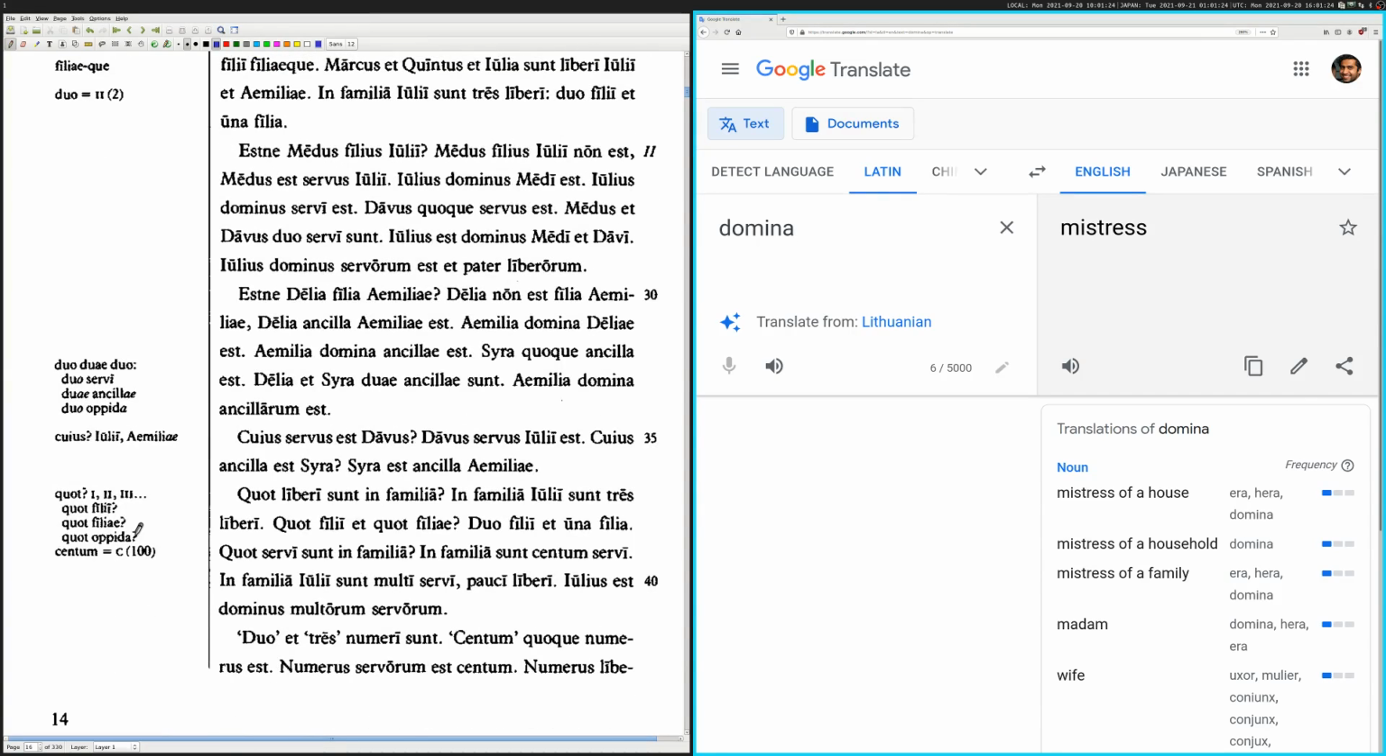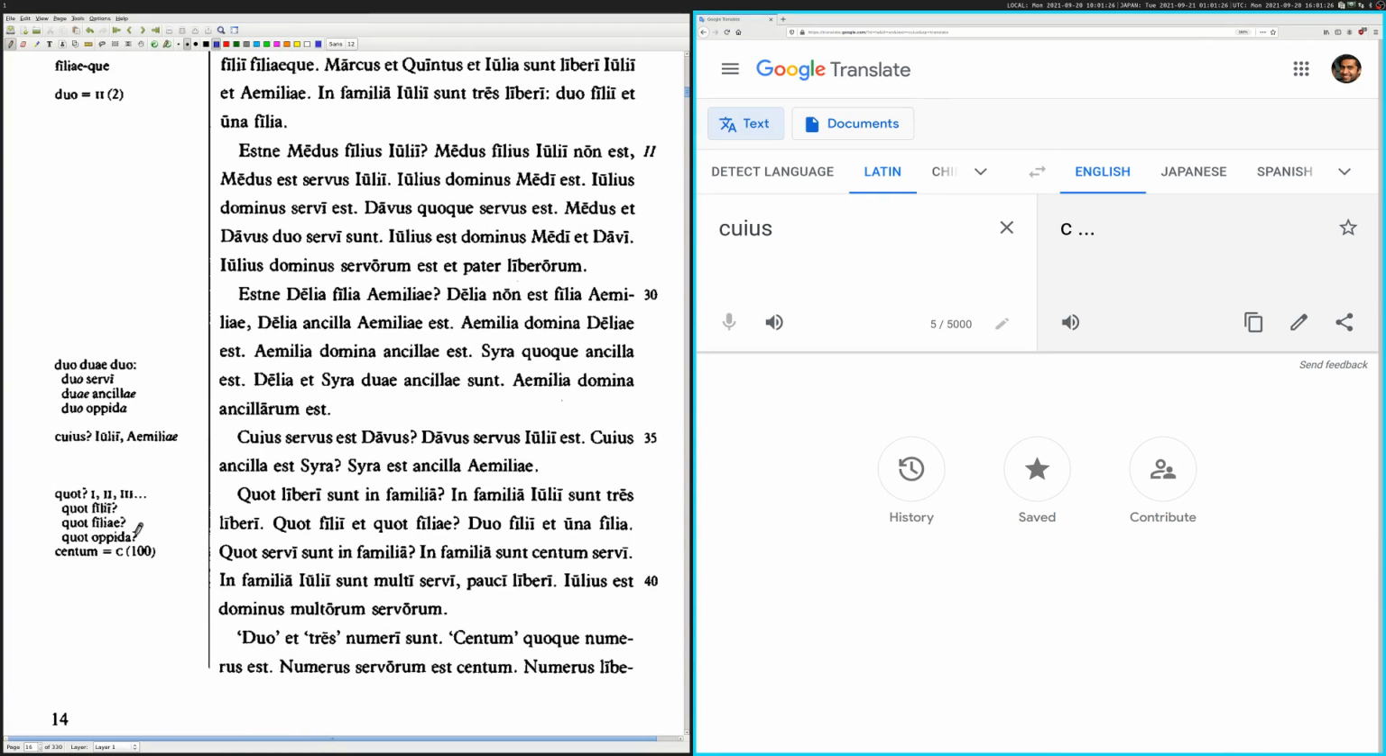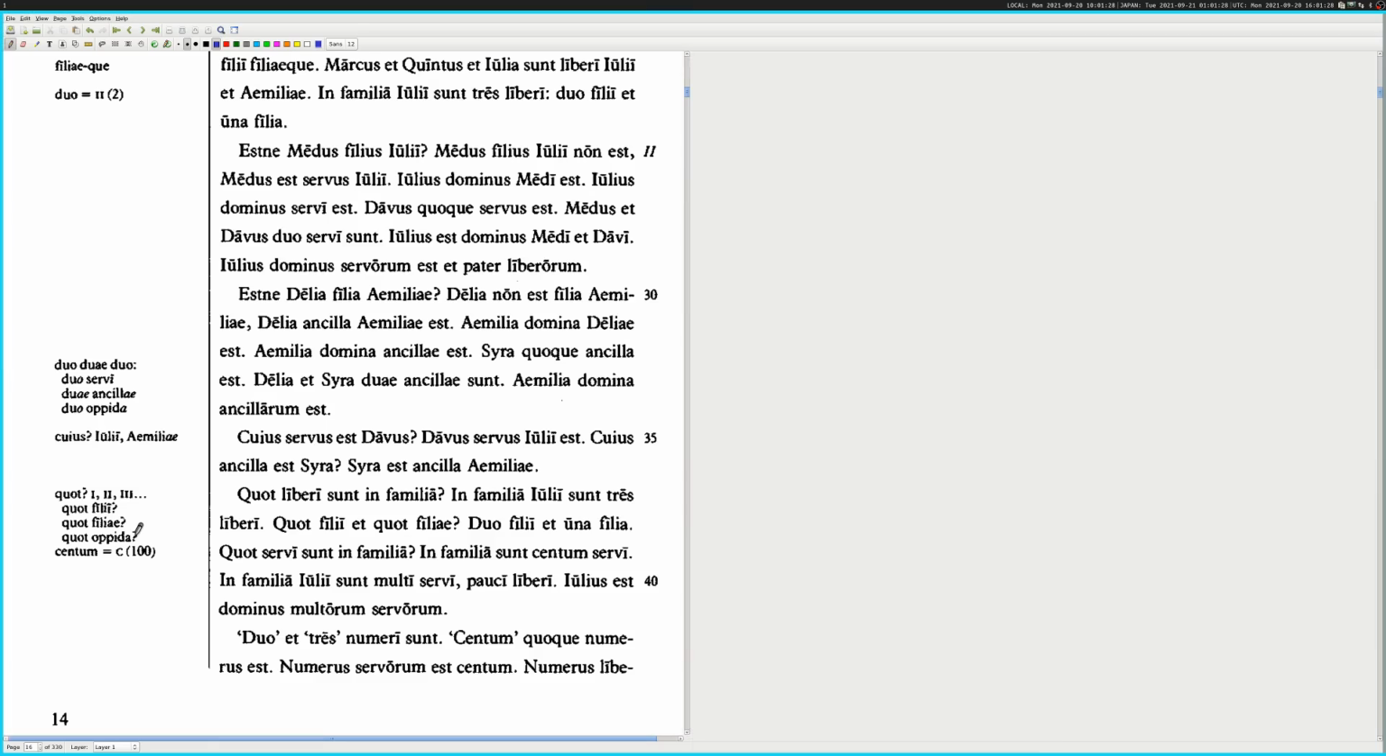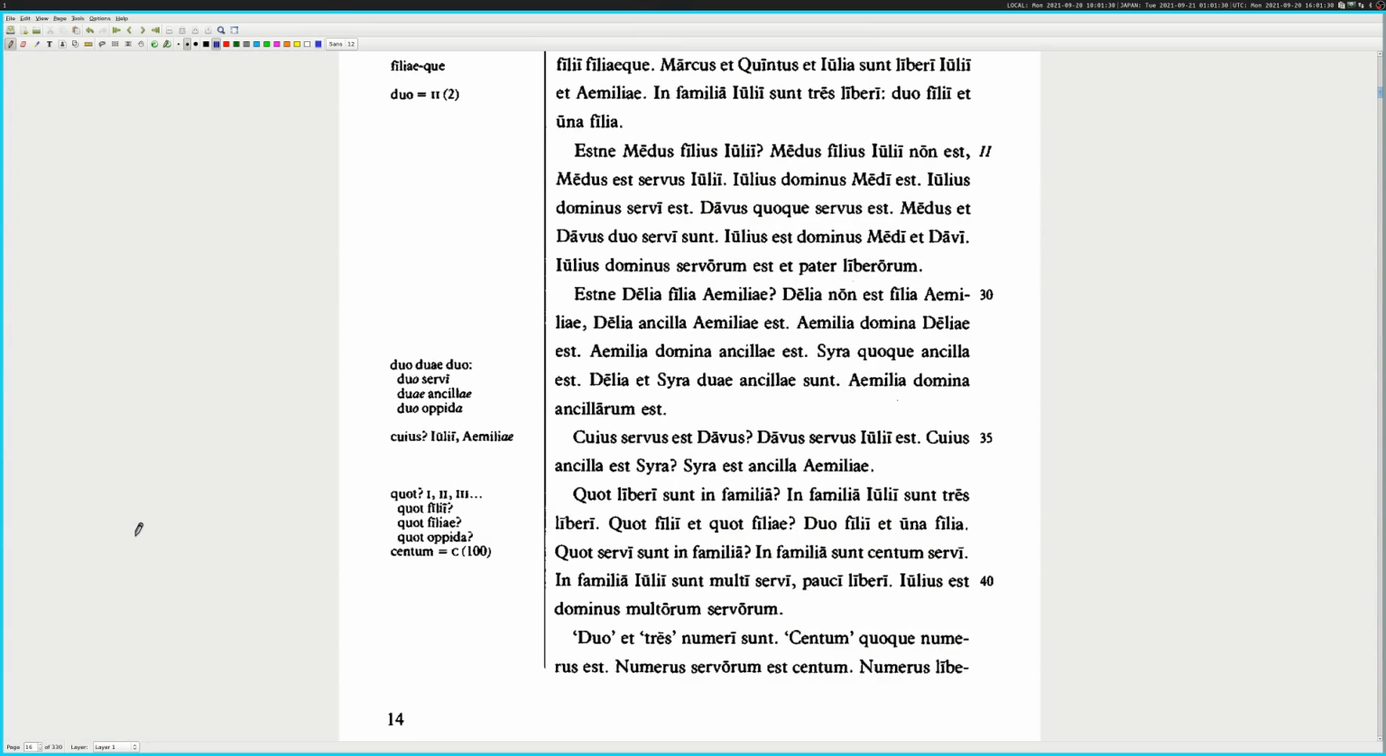Cuius. What does that mean? Okay. Which slave is Davos? Davos is Julius's slave. Which house bitch is Sarah? Sarah is the house bitch of Amelia. What quot? I'll learn from context.